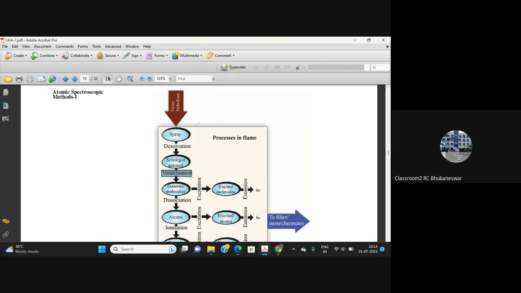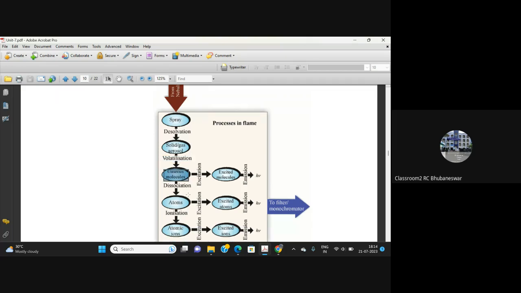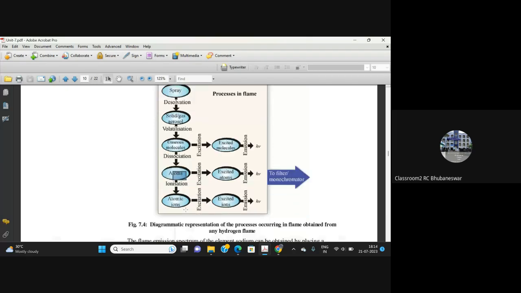You have to make the sample volatile. Then gaseous molecules will come into the picture. Then dissociation will happen, so that atoms will get created. Then ionization will take place and atomic ions will get created. At each state, whether gaseous molecules, atoms or atomic ions, excitation can be possible, where excited molecules, excited atoms or excited ions come into the picture.